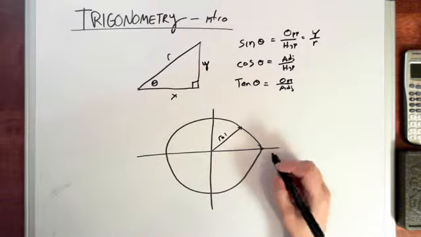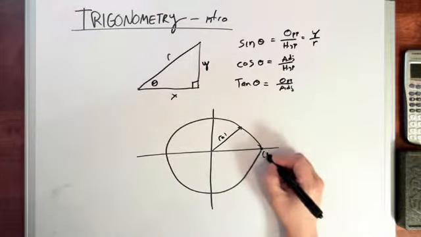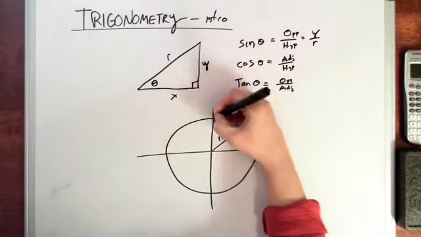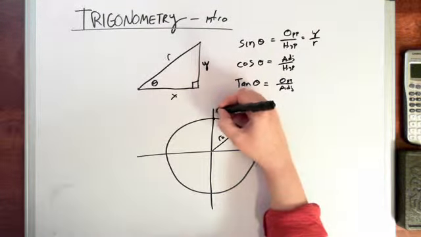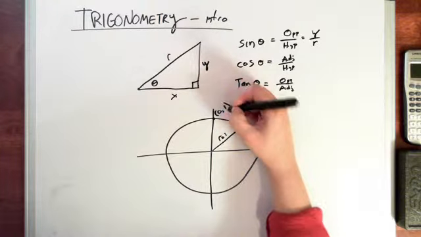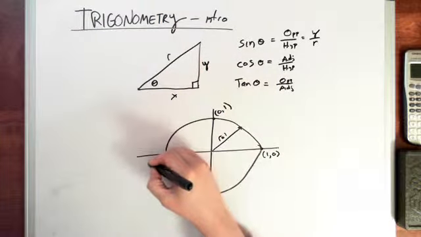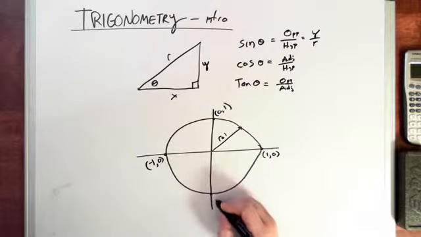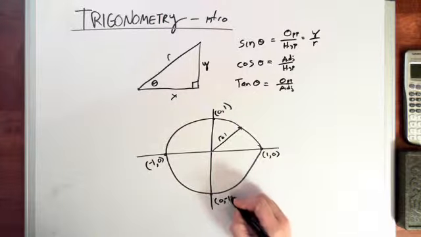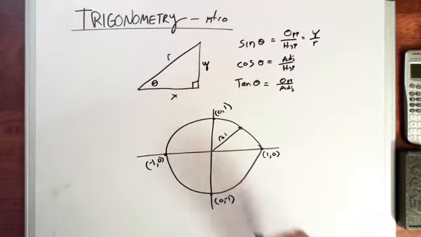So that would give me this point would be 1, 0. This point would be 0, 1. This point would be -1, 0. And this point would be 0, -1.